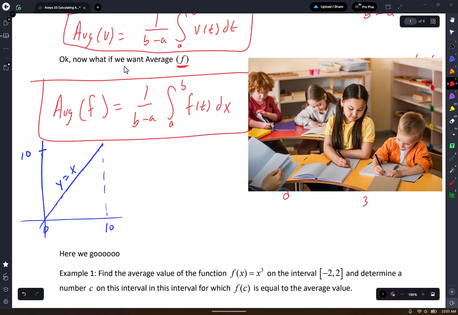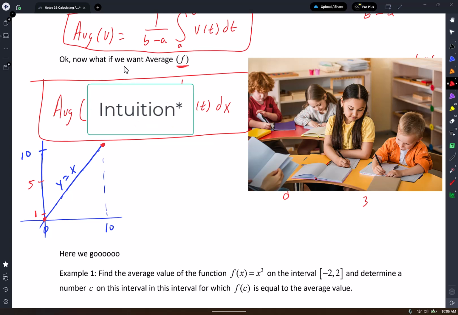It's a number. No, it's not 1. 1's down here. No, 10's way up here. That's not the average value. 5. 5 is the average value. Well, it's y equals x. At 0, I'm at 0. At 10, I'm at 10. If I take all values from 0 to 10 and the distribution is even, then what's the middle between 0 and 10? 5. So the average value is 5.